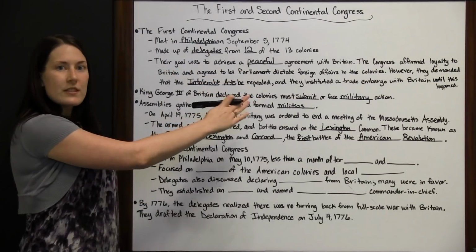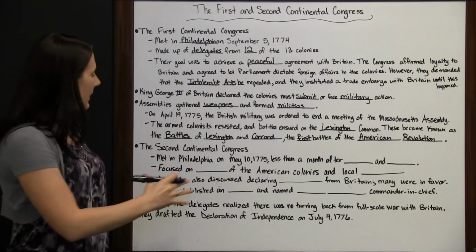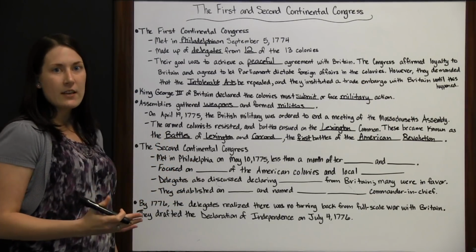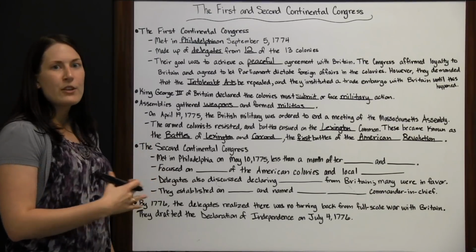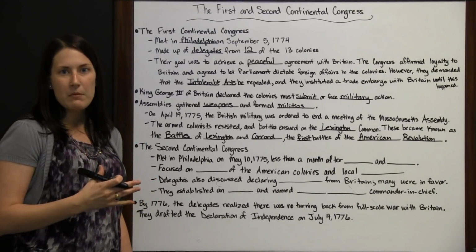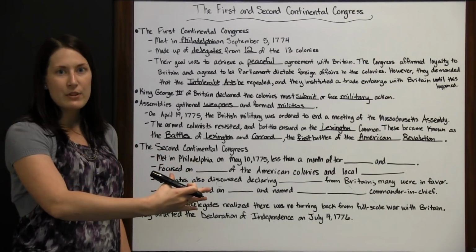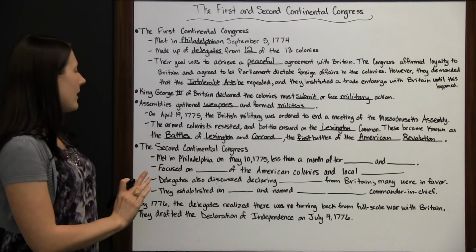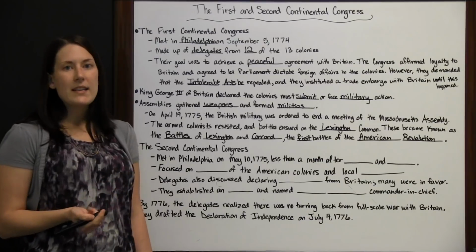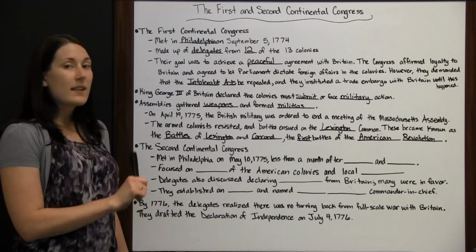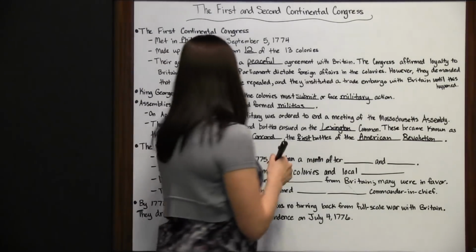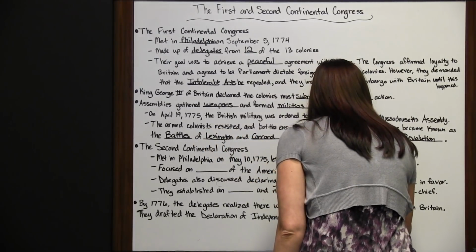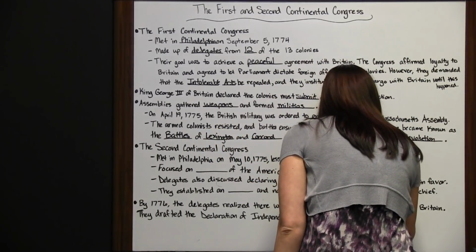Clearly, their solutions that they came up with up here did not work, so the delegates met again. This time, delegates from all 13 colonies came. Georgia was included. Georgia realized, Britain's not helping me with my Indian problem. I need to join with the rest of the colonies. So, delegates from all 13 colonies met in Philadelphia on May 10, 1775, less than a month after Lexington and Concord. So this is April 19th. On May 10th, less than a month after Lexington and Concord, they met.